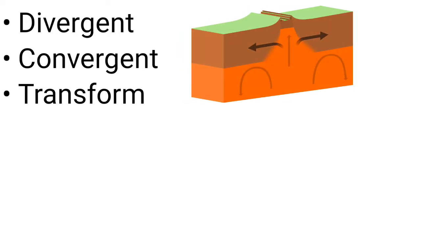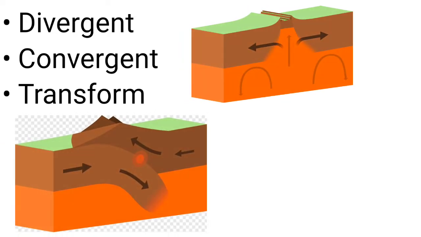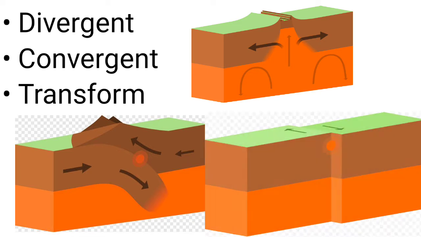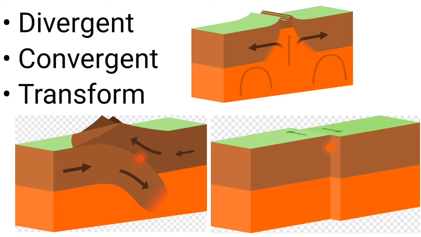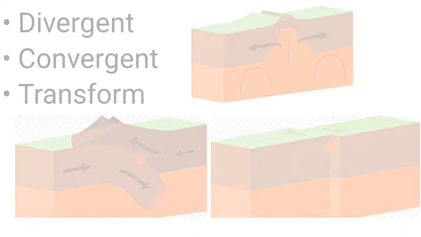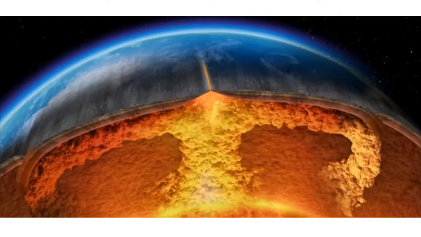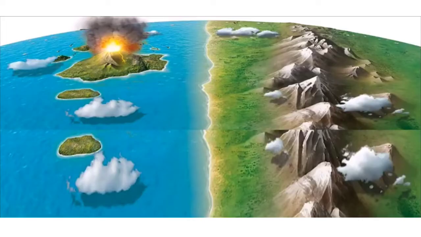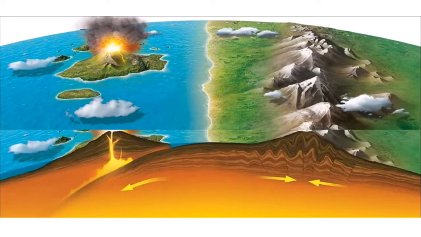Based on that, there are three different movements of the plates. When they move away from each other, it is divergent movement. When they move close to each other, it is convergent movement. And when they move parallelly or sidewise, it is known as transform movement. The movements of the plates are very slow. However, the movement of tectonic plates has major consequences at the surface.